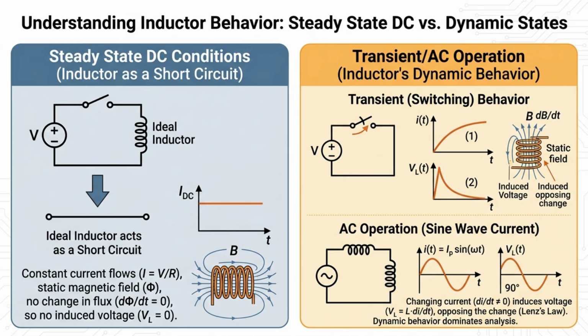At steady state in DC conditions, once the current becomes constant, the magnetic field stabilizes, and no further voltage is induced. In this condition, an ideal inductor behaves like a short circuit. However, during transitions or AC operation, its dynamic behavior becomes dominant and must be carefully considered in circuit analysis.